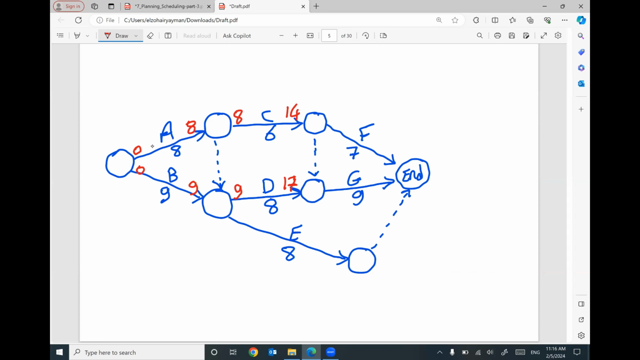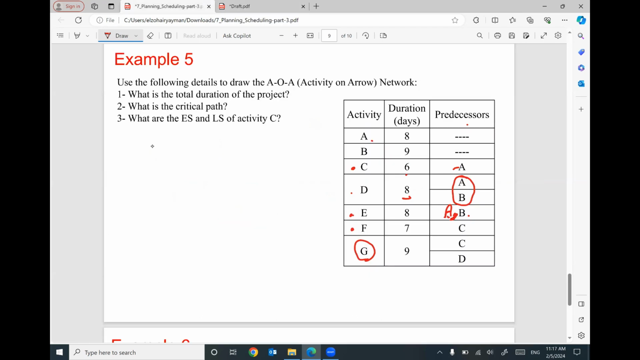E will have a predecessor A and B with 8 and 9. I'm going to use the biggest number, 9, plus 8 will be 17. This 14 will be the same here, 14, plus 7 will be 21. And G has a predecessor D and C. We have 14, 17. I'm going to use the biggest number, 17, plus 9 will be 26. So by the end, we have 21, 26, 17. I'm going to use the biggest number, 26. 26 will be the total duration of this project.